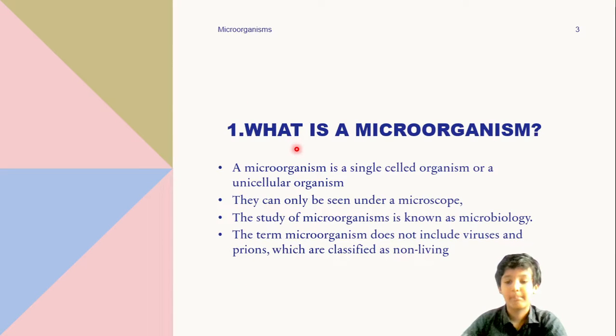On hearing the term microorganisms, you might ask, what is a microorganism? Is it somewhat like big organisms but shrunk? Well, let's find out. A microorganism is a single-celled or unicellular organism. They are called microorganisms because they are very small and cannot be seen with the unaided eye. They can only be seen under a microscope and are therefore called microbes.